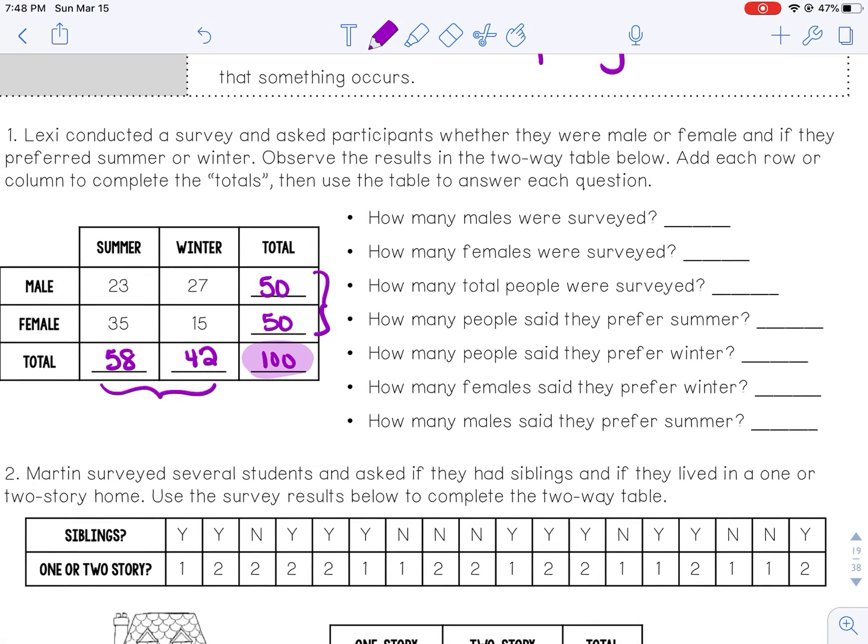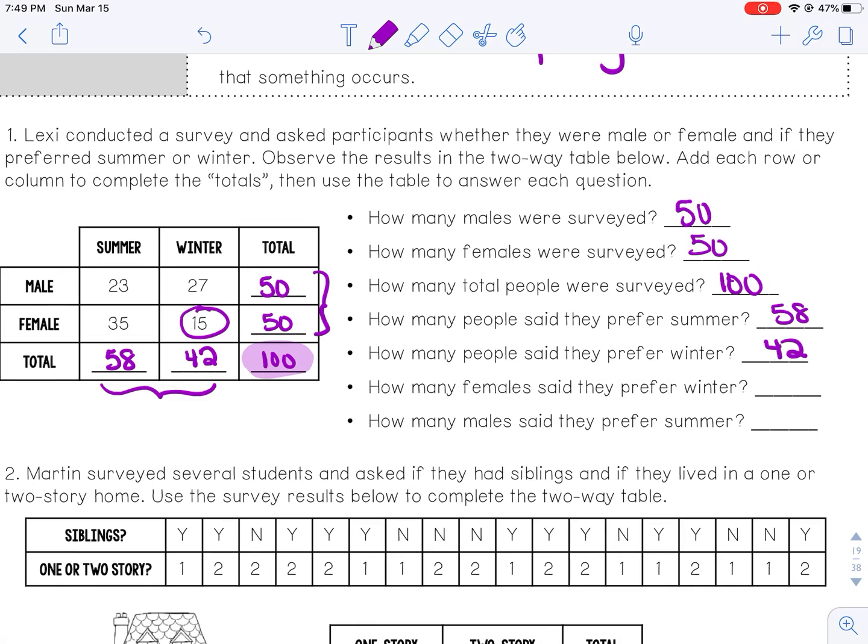How many males were surveyed? Well, you can look at the male total, and you got 50. How many females? That was also 50. How many total people were surveyed? That's what we highlighted down at the bottom. That was 100. How many people said they prefer summer? 58. How many people said that they prefer winter? That was 42.